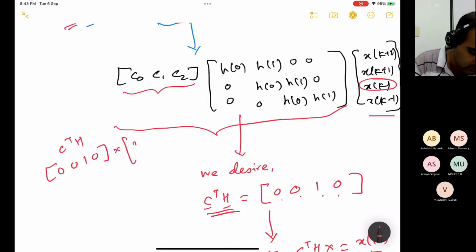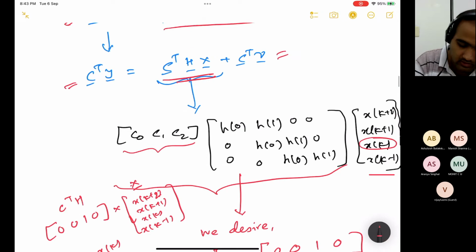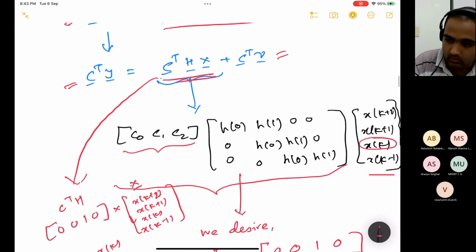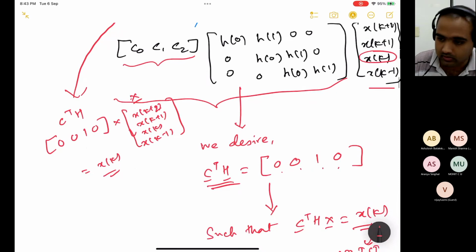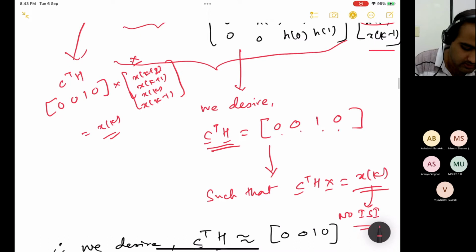And if you multiply it with this X vector, xk plus 2, xk plus 1, xk, xk minus 1, what will you get? You will get xk. So this is my C transpose Hx, this is this term. Just try to link what we are writing. So C transpose H times X, we desire that C transpose H should be 0, 0, 1, 0. 1 will be in this position if we want xk.